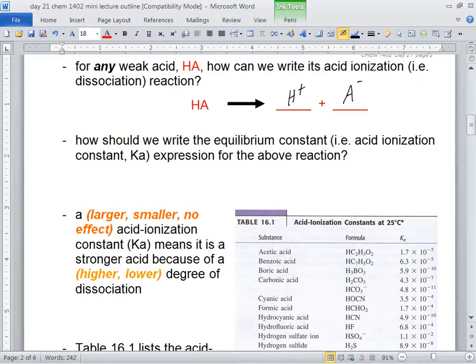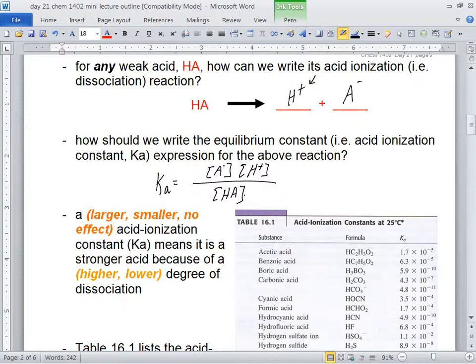How should we write the equilibrium constant, or the acid ionization constant? They call it the Ka expression. That would be what over what? Andromeda, that would be what over what? Products over reactants, which would be [A-] times [H+] divided by [HA]. Because you notice I'm already lazy.